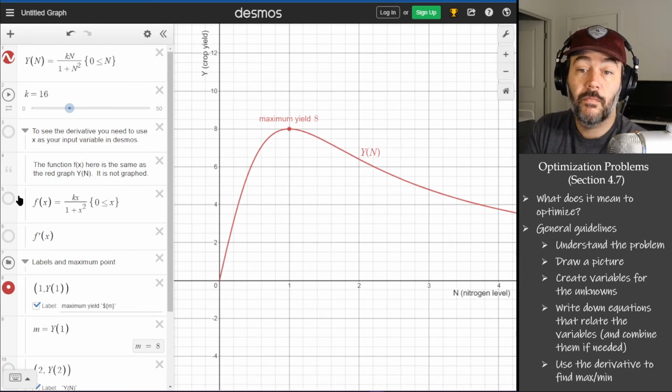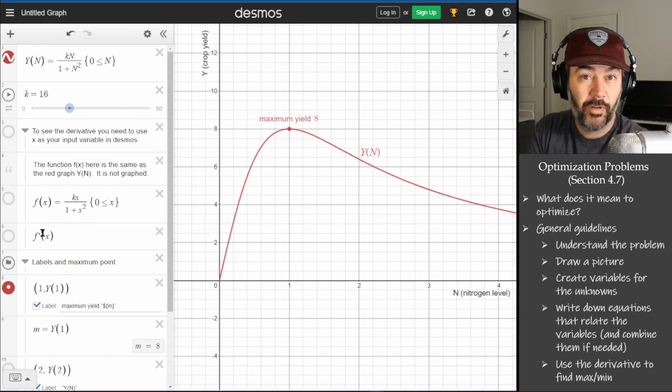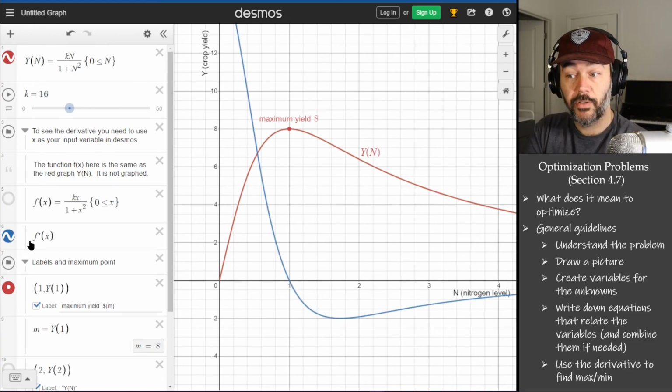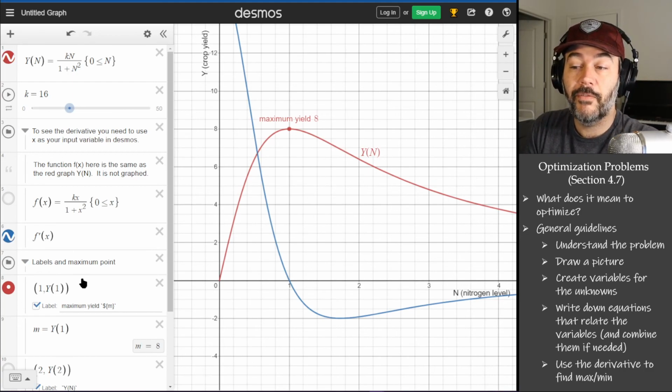Now, Desmos forces you to use x when you take the derivative f prime. So I've also graphed the function f of x, but it's actually the same graph. So f of x is this blue graph, and f prime of x is this blue graph. That's the derivative we found. And notice where the derivative equals 0 is the place where the yield is maximized.